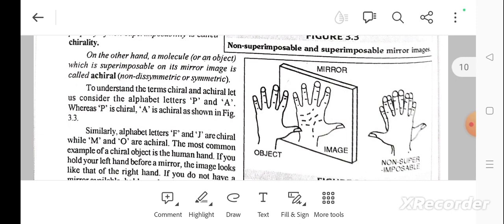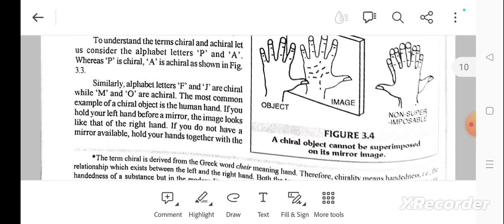To understand the term chiral or achiral, let us consider the alphabets P and A, where P is chiral and A is achiral, as shown in the figure. Similarly, the alphabets F and J are chiral, whereas M and O are achiral. A common example of a chiral object is the human hand.